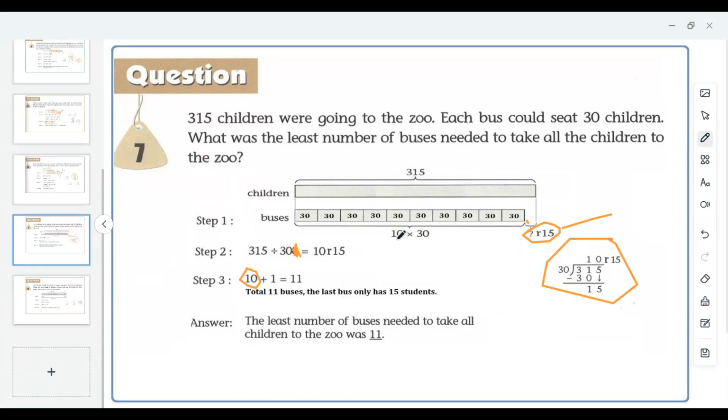What about there's 15 children there? Still need 1 bus. Is that right? You can't say they can't go to the zoo. So this is why we have another 1 here. Okay, so equal 11 buses, which means total 11 buses. The last bus only takes 15 students. So the answer is the least number of buses needed to take all children to the zoo was 11.